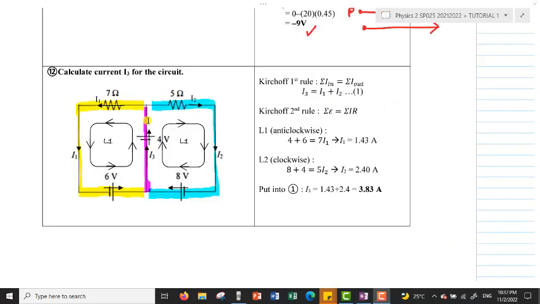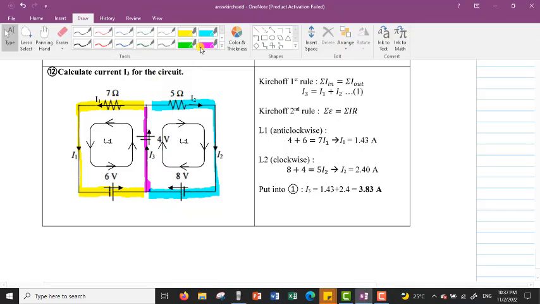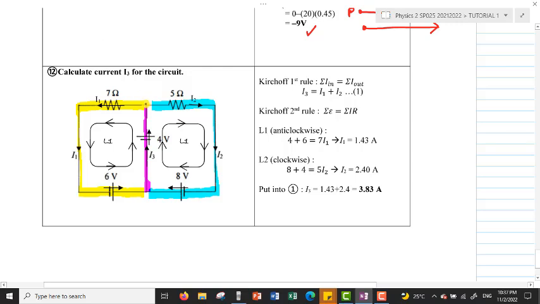Okay, boys and girls, let's check the last question. We have to calculate current I3 for the circuit. So we are going to apply our junction rule first. Summation I in equal to summation I out. Let's say I consider the junction here. I consider this junction.